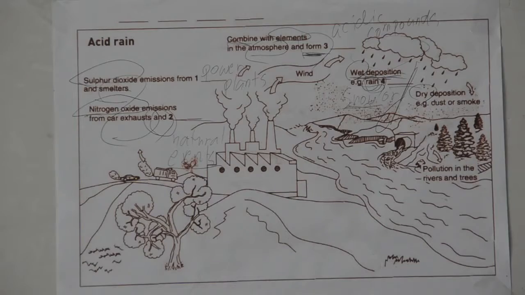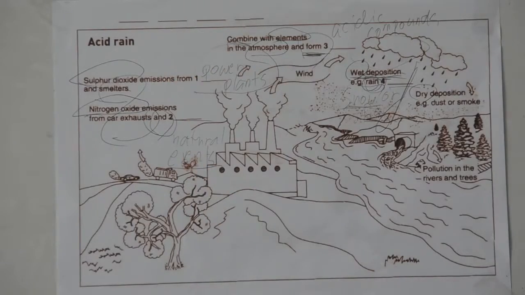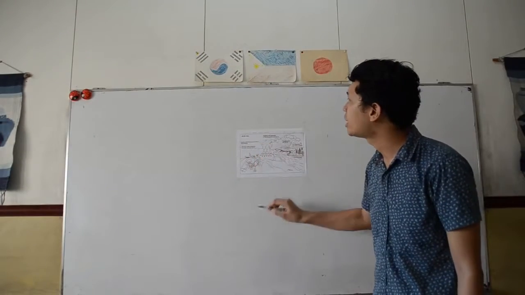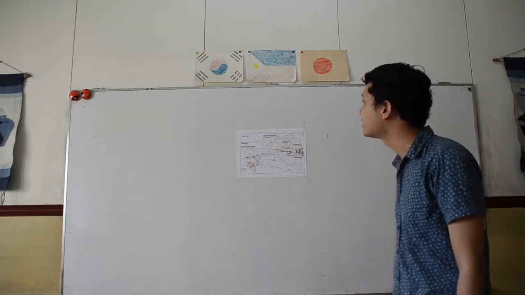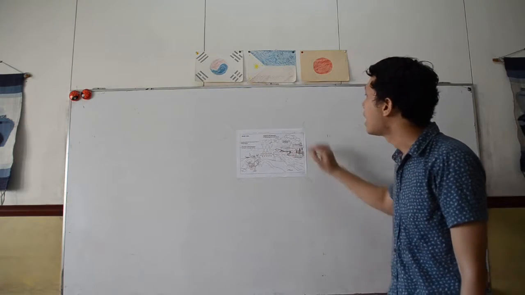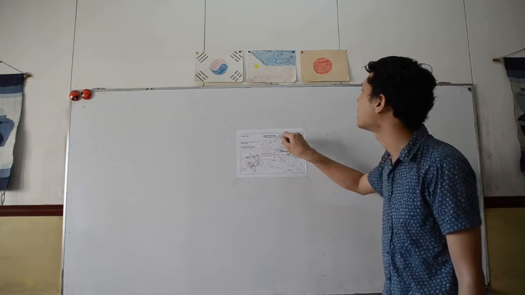Okay, so here, for number 1, we have the answer, power plants. Okay, so keyword sulfur dioxide emissions, and then smelters. Smelters, by the way, are places where they get the metal out of the ore, or from the coarse metal. And then you have nitrogen emissions from car exhaust. You have "and natural events" as the answer for number 2. And then for number 3, we have combined with elements in the atmosphere and form acidic compounds.